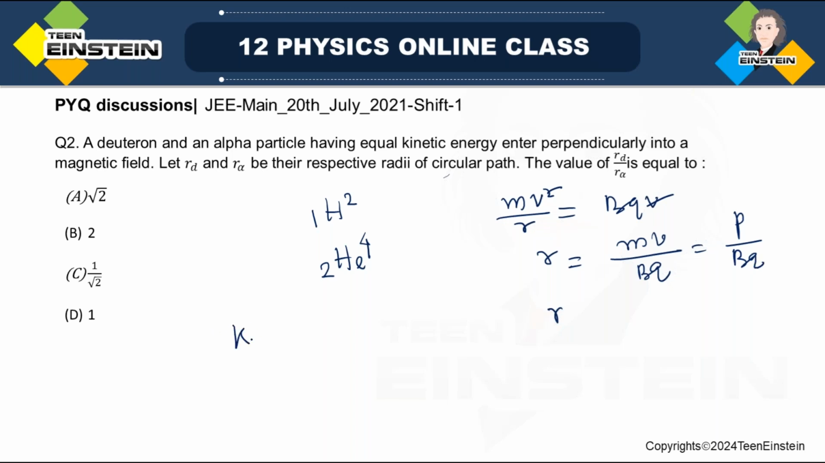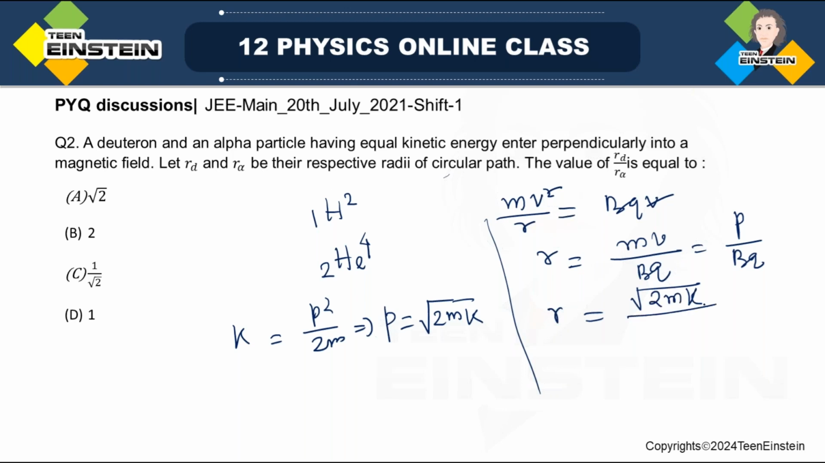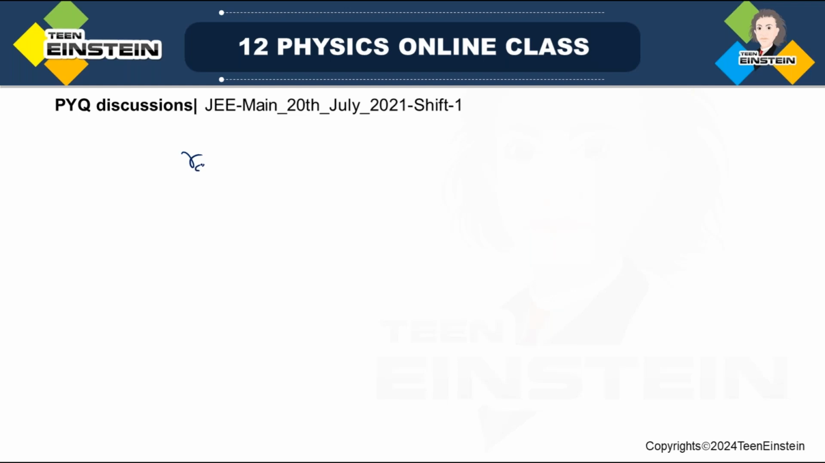See, I know kinetic energy. Kinetic energy is equal to P square by 2m. Then I can write P is equal to square root of 2mk, where k is the kinetic energy. So if I put it here, I get root over 2mk divided by BQ. This is actually the general formula for the radius of the circular path of the charged particle when it enters into a region of magnetic field B having direction perpendicular to the velocity of the charged particle. So for RD I can write square root of 2m_d k divided by B and Q_d.